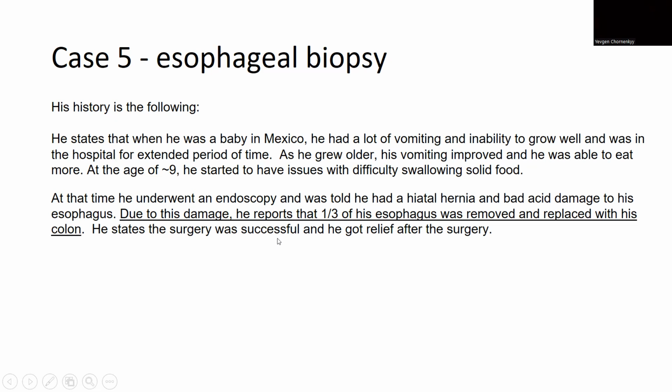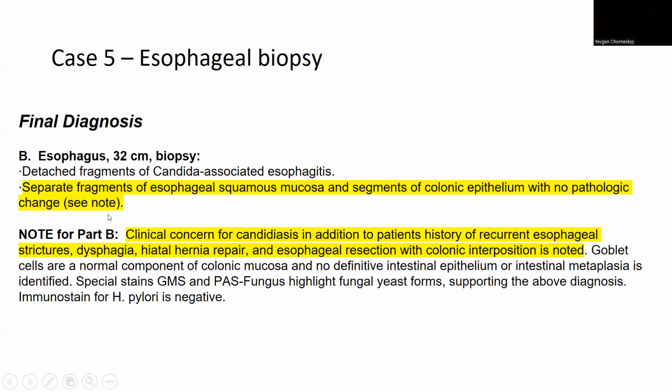I didn't know this was possible. I was like, this is crazy. There's no way this is real. So then, this is how we signed out this case.